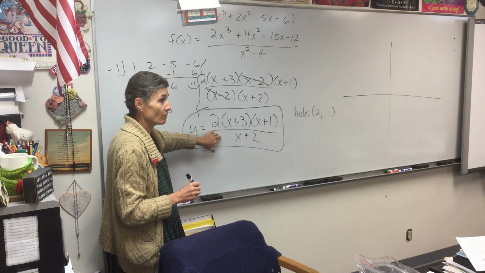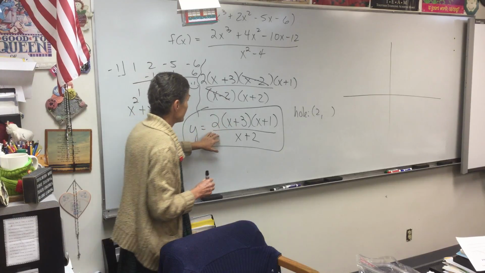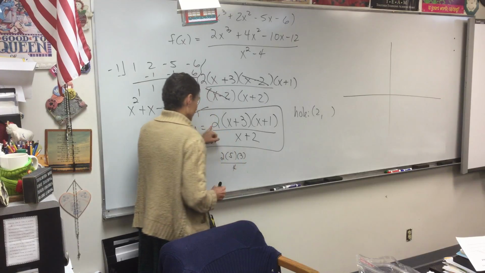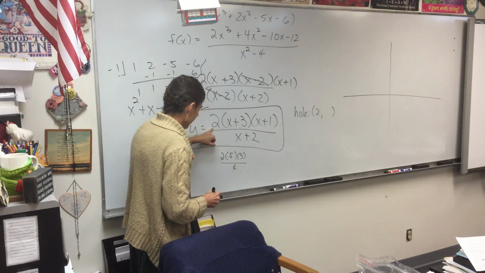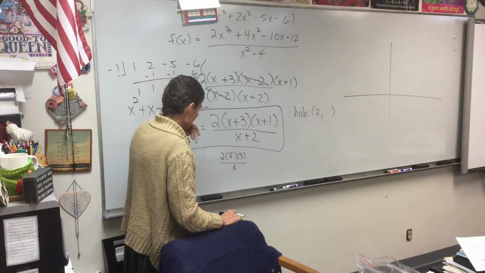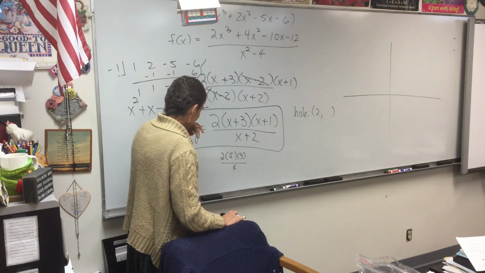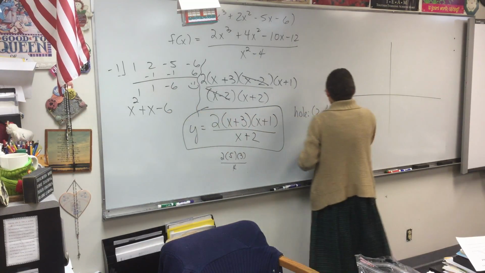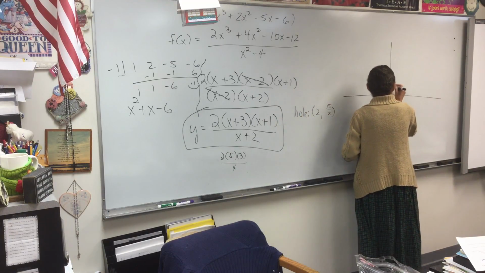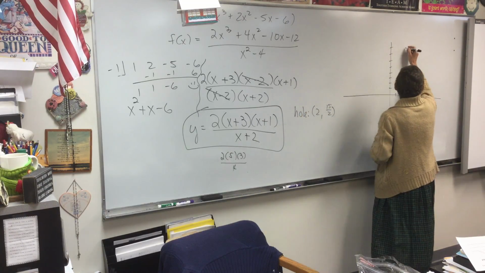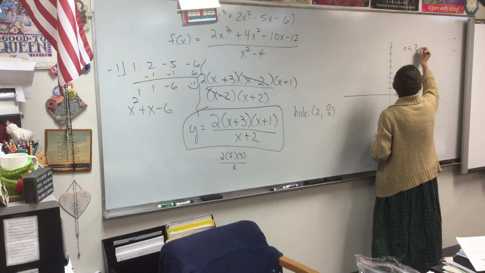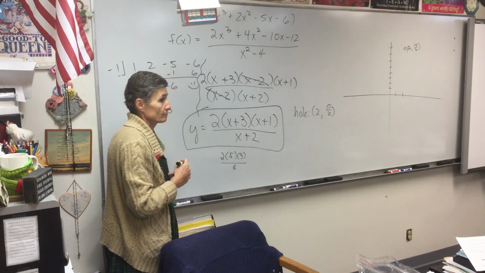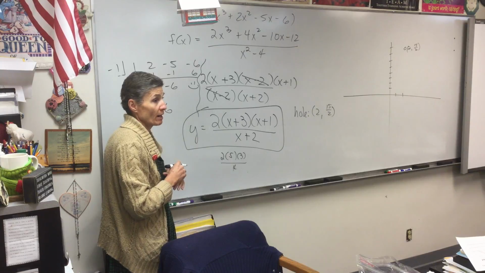And you plug it in here. Never back at the beginning. You plug it in here. So plugging in 2 would give me, I got 15 halves, but that might be wrong. No, I think that's right. 15 halves? So here's the point 2 comma 15 halves. Now what else do I need to put in my graph?